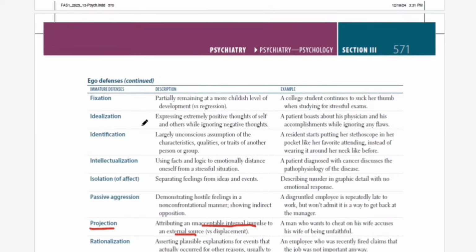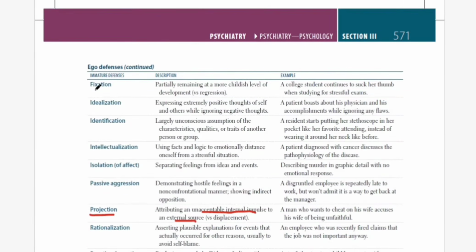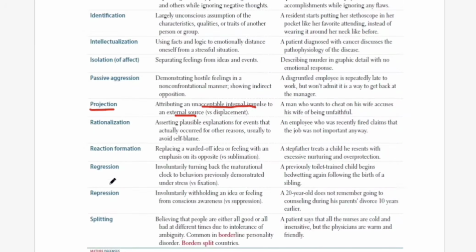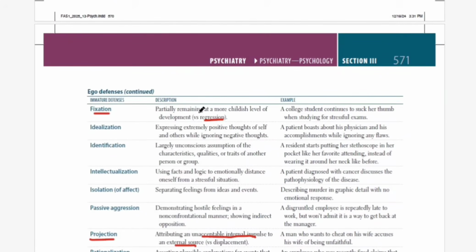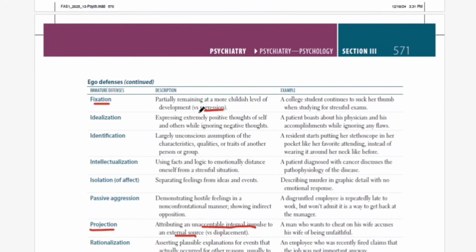Let's go to the next. Fixation. Fixation means you are staying stuck at a childish stage of development. This is confused with regression. Regression is given here, so I will try to tell you these together so that you understand the difference. Because if both are coming in the options, you will get confused.